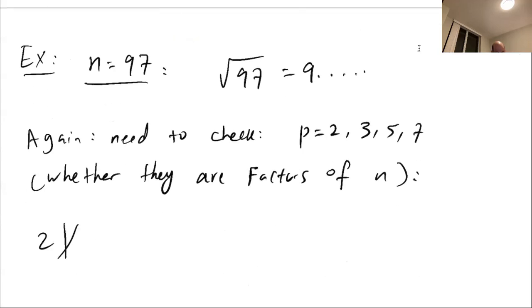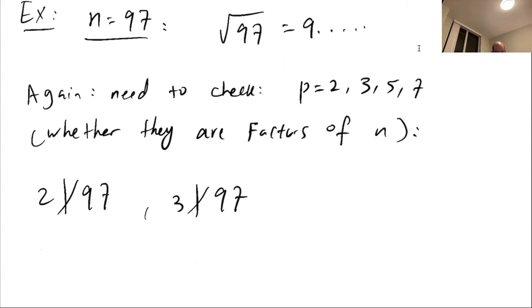Well, 2 does not divide 97. It's not even. 3 does not divide 97. How do I know? I think you know from middle school that if the sum of digits is not divisible by 3, then the number is not divisible by 3. 9 plus 7 is 16, not divisible by 3, so the number is not divisible by 3. 5 does not divide 97 because multiples of 5 end in 0 or 5. The last digit should be 0 or 5.